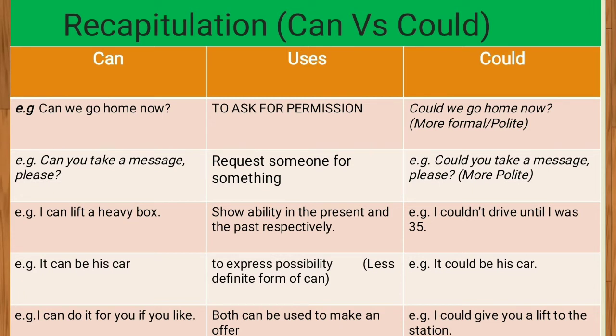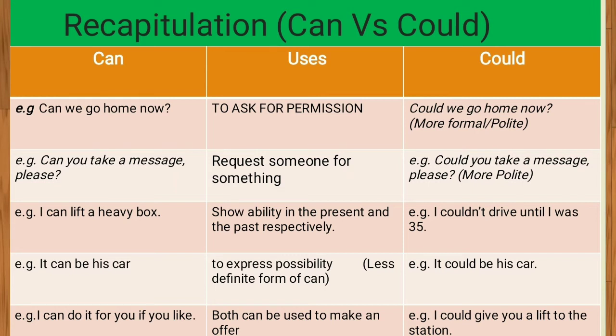See, if I say it can be his car, and on the other hand, I say it could be his car. You see, the degree of possibility is more in the case of can, and the degree of possibility is less in the form of could. For example, it can be his car. The possibility of this car being his is 70%. But if I say it could be his car, the possibility of the car being his is 40%.